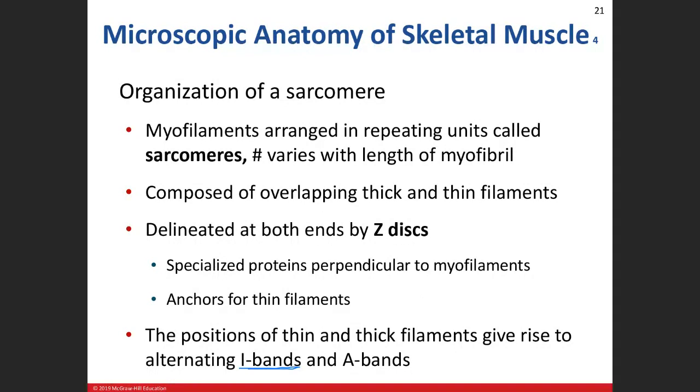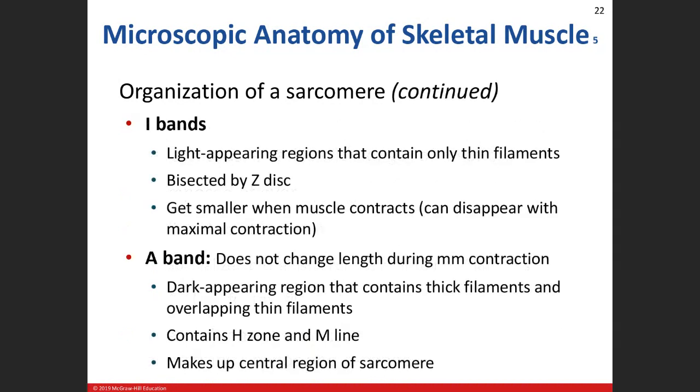We have what we call I bands and A bands. And it all depends on where the thick and thin filaments are located. Are they overlapping with another filament, or is it just the thick filament in one spot, or is it just the thin? So we'll start off with the I bands here. The I bands are going to be a light appearing region because they only contain the thin filament.